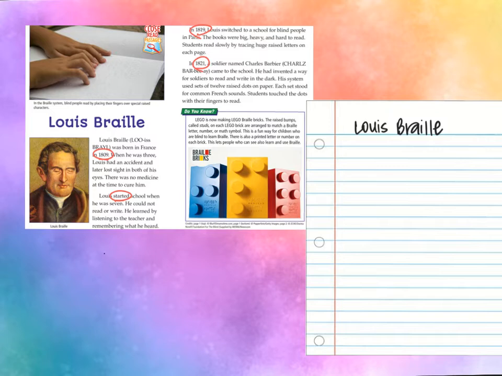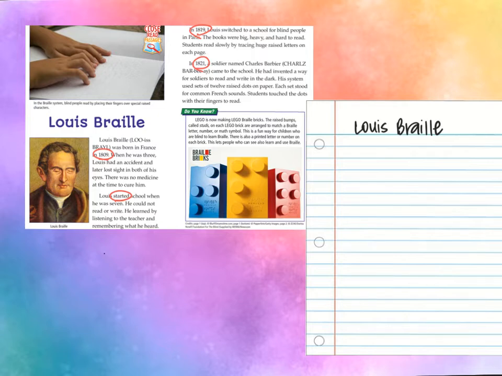Louis Braille was born in France in 1809. Well, that to me sounds like that's important, so let's keep going. When he was 3, Louis had an accident and later lost sight in both of his eyes. There was no medicine at the time to cure him. Okay, so that's a little chunk of paragraph that I just read.